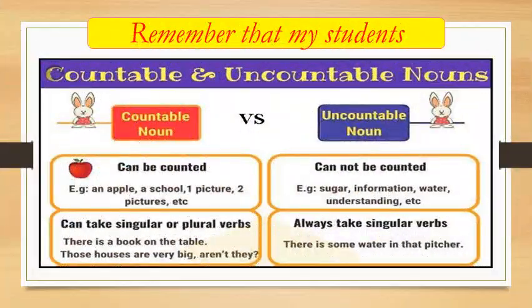Countable and uncountable nouns, please have a look. Countable nouns can be counted. Uncountable nouns cannot be counted. Countable nouns take singular and plural verbs. Uncountable nouns take only a singular verb. Sugar is, a boy is, and boys are.